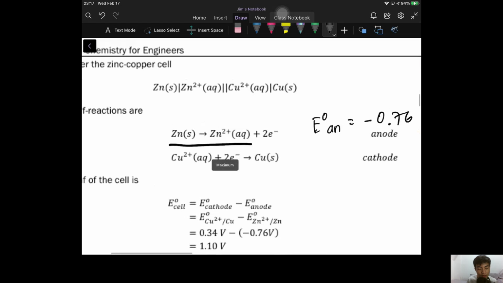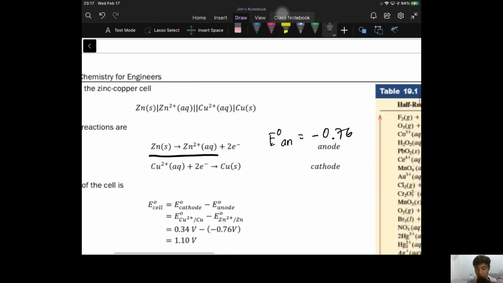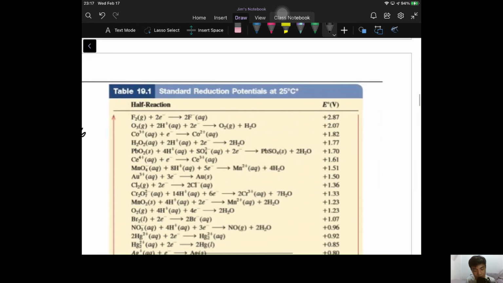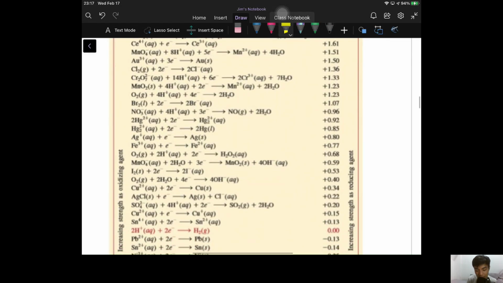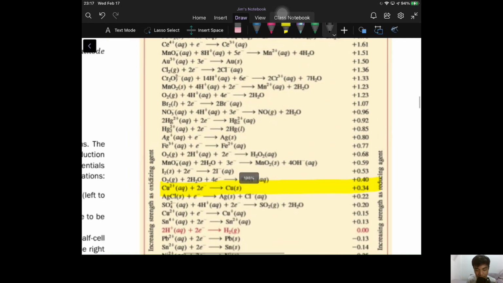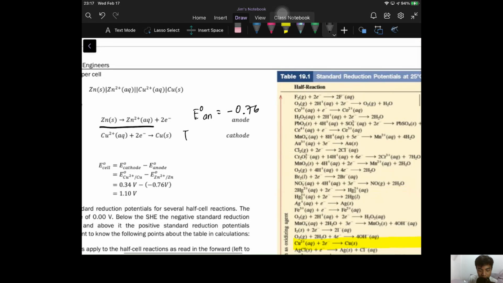O yung cathode naman, Cu2 plus to Cu. Hanapin mo yan dito sa table. Cu2 plus to Cu. Nakita ko na agad na. So, ito na yun. Ayan. So, Cu2 plus to Cu, that is 0.34. Okay. So, our E cathode will be 0.34.